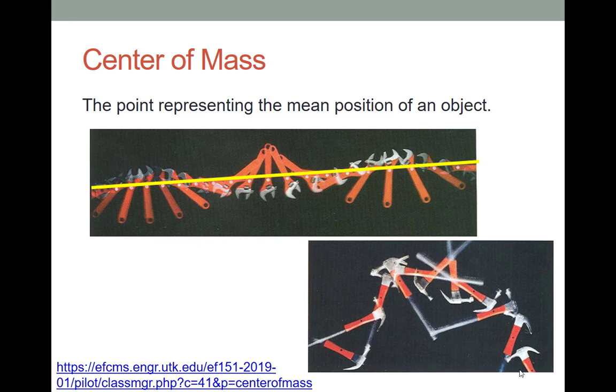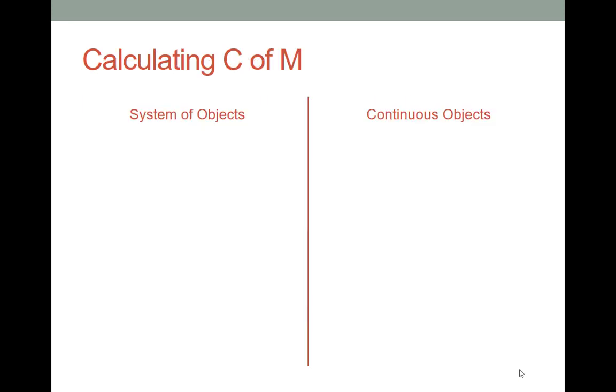So how do you determine the center of mass? To determine the center of mass of the object, you have to first look at what you're dealing with. Are you dealing with a system of objects where maybe you have, say, 3 gumdrops connected by toothpicks? In this case, to calculate the center of mass, it is a weighted average. A weighted average. What does that mean?